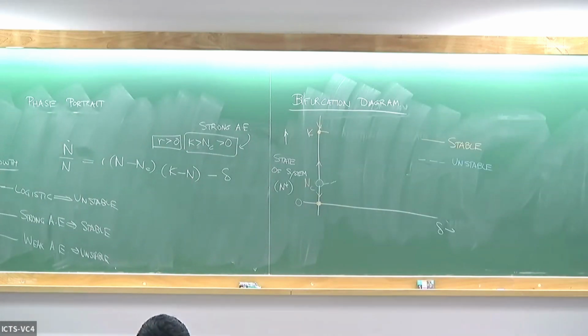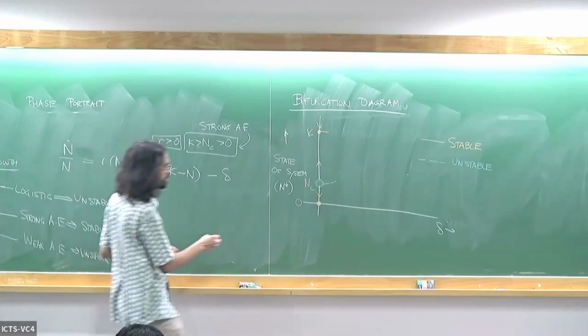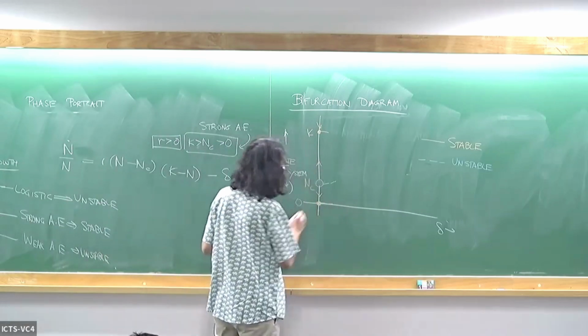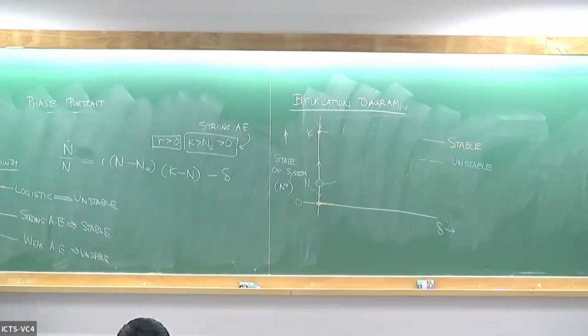Still be stable, right? So that one's the easiest. And just get something that goes like this. Okay, what happens as I increase delta further? It'll go further down, right? 0 doesn't change stability, right?